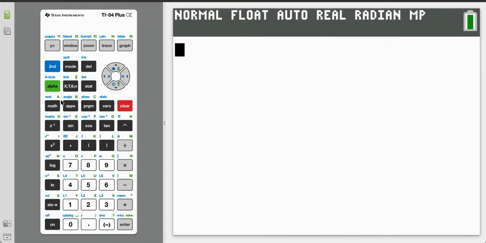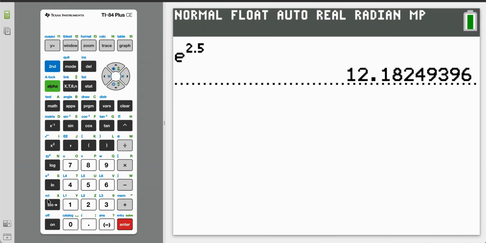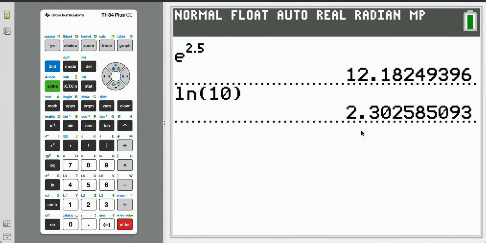So let's try the calculator. Remember, e is right here, so if I hit second division, e to the 2.5 power is 12.1824. And then the natural log of 10 is 2.3, right? So this statement is not true.